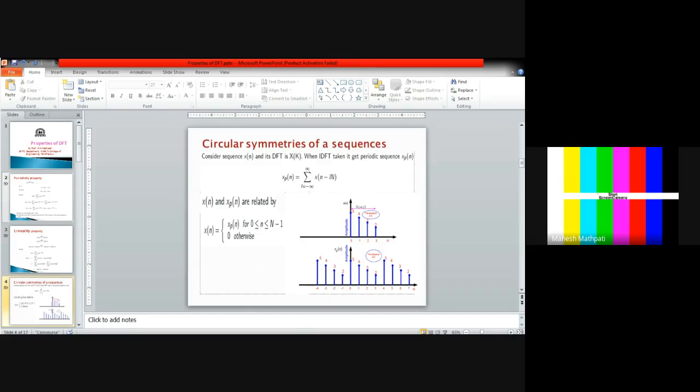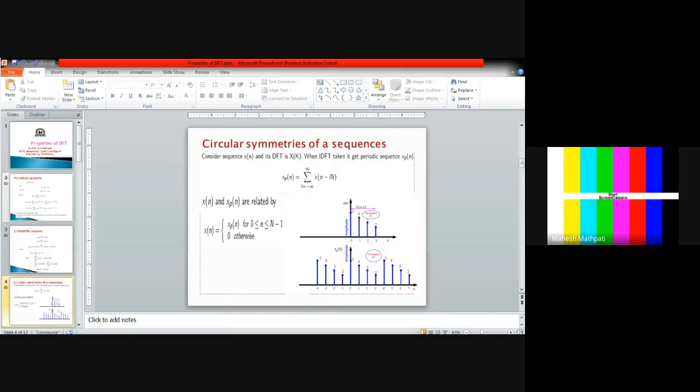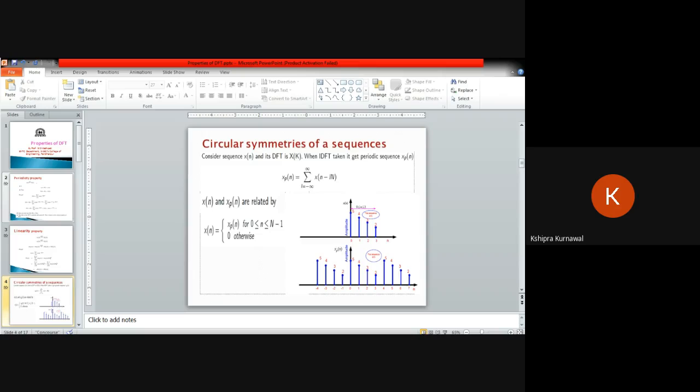Hello? Yes, sir. Are you able to understand this? Yes sir. Okay, note down this diagram as well as the equation. Is the diagram visible? Yes sir. Okay.